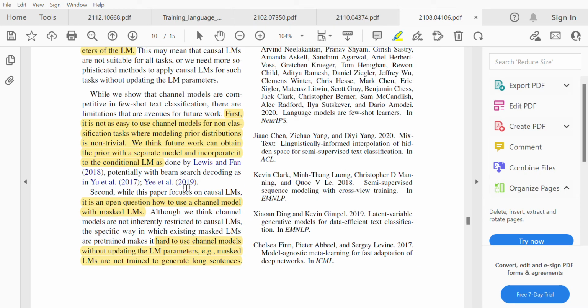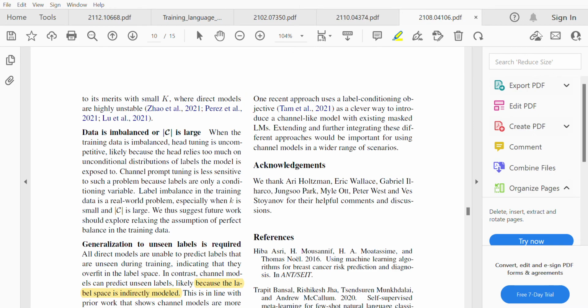So that is mostly it for this paper. They have some interesting discussion, but I'm looking forward to talking more.